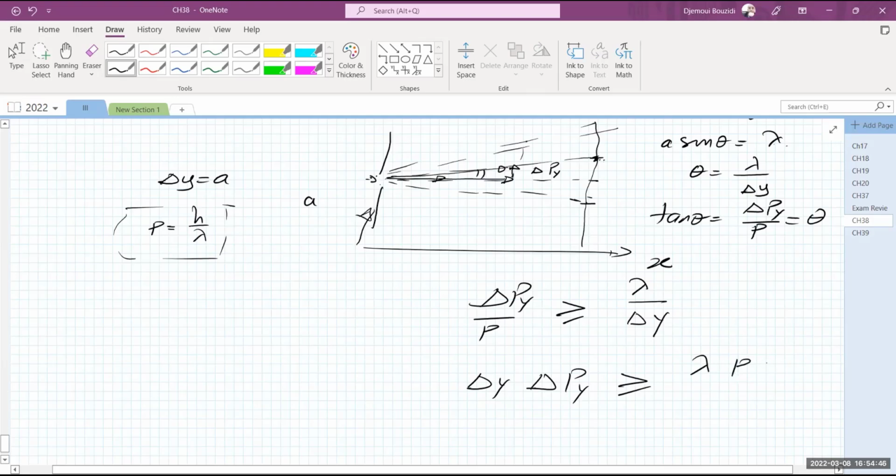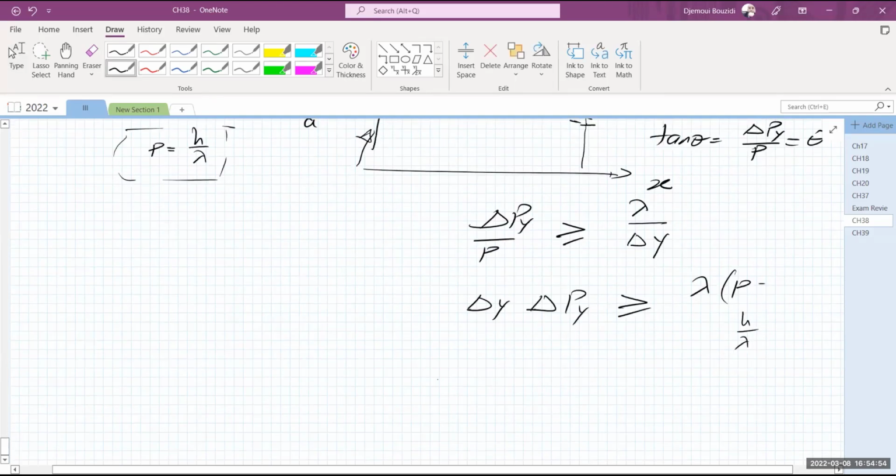And remember, p is h over lambda. So I'm going to substitute for it and cancel the lambda from the numerator and the denominator. It doesn't matter what frequency I'm going to bring. This relationship between the momenta of that light is going to hold. So in other words, cancel lambda from lambda because p is h over lambda. So I'm going to have h.